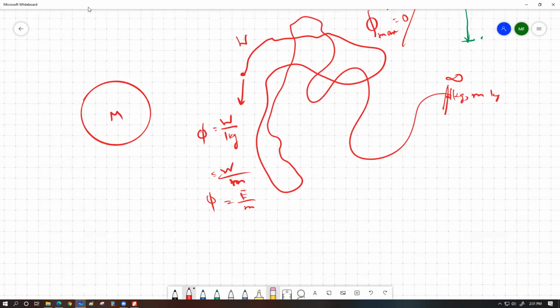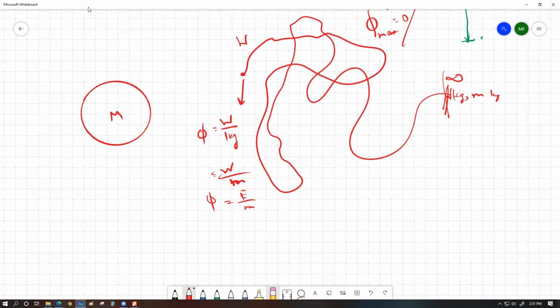The idea is that if we are trying to move an object from an infinite distance to any point inside the gravitational field, the energy that will be required will be provided from within the field itself. We don't have to provide that energy. The gravitational field itself will do the work.